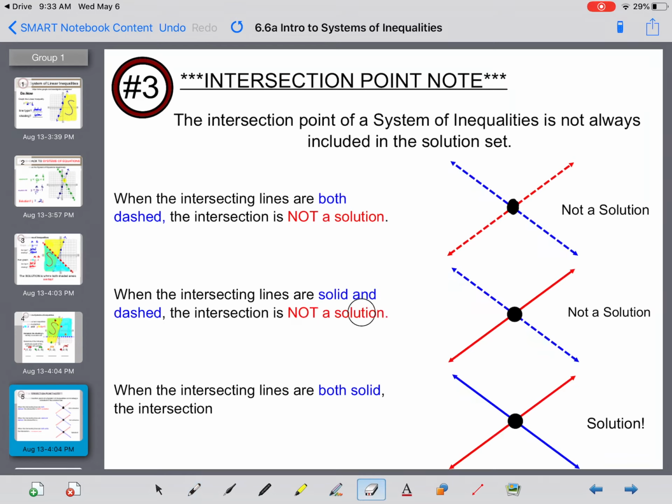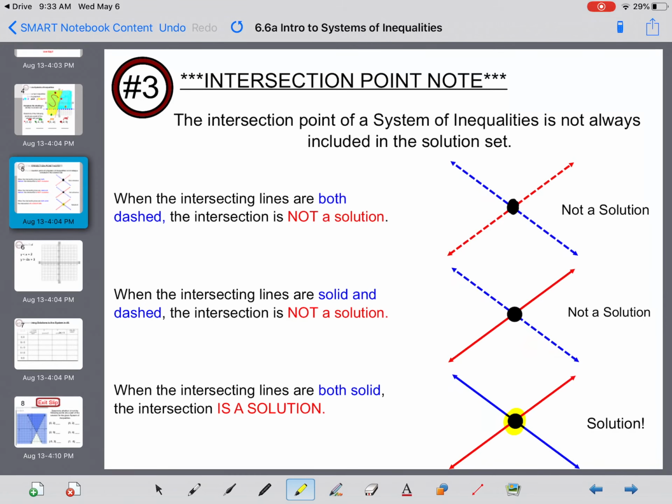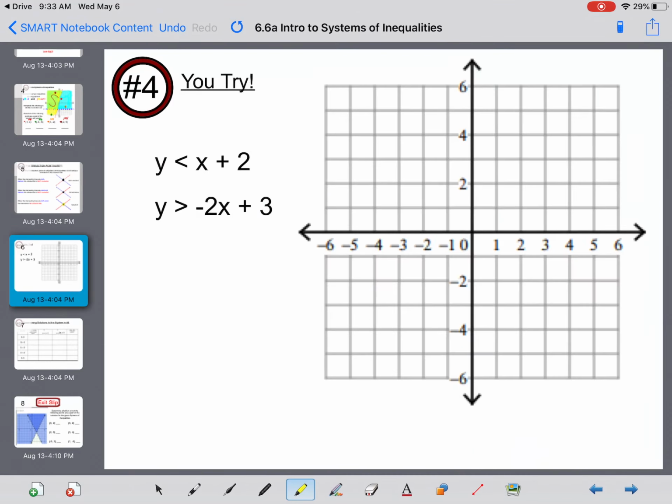When the intersecting lines are solid and dashed, meaning one and one, again, not a solution. That dashed line ruins it. However, when they're both solid, it is a solution. So this point would count. This intersection point would be part of the solution set.